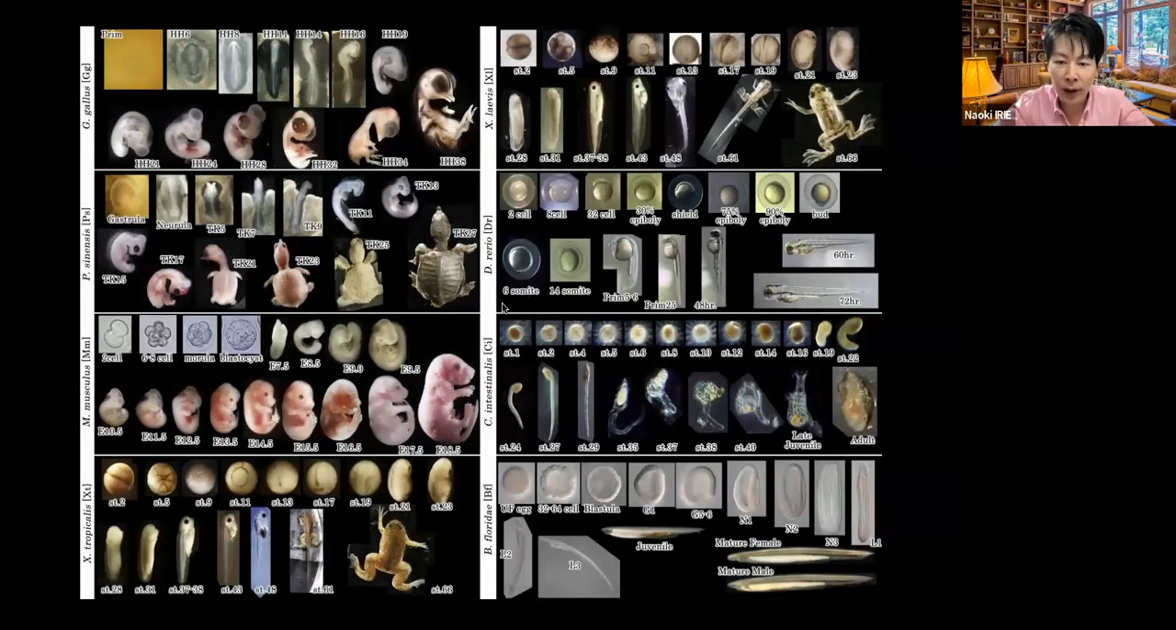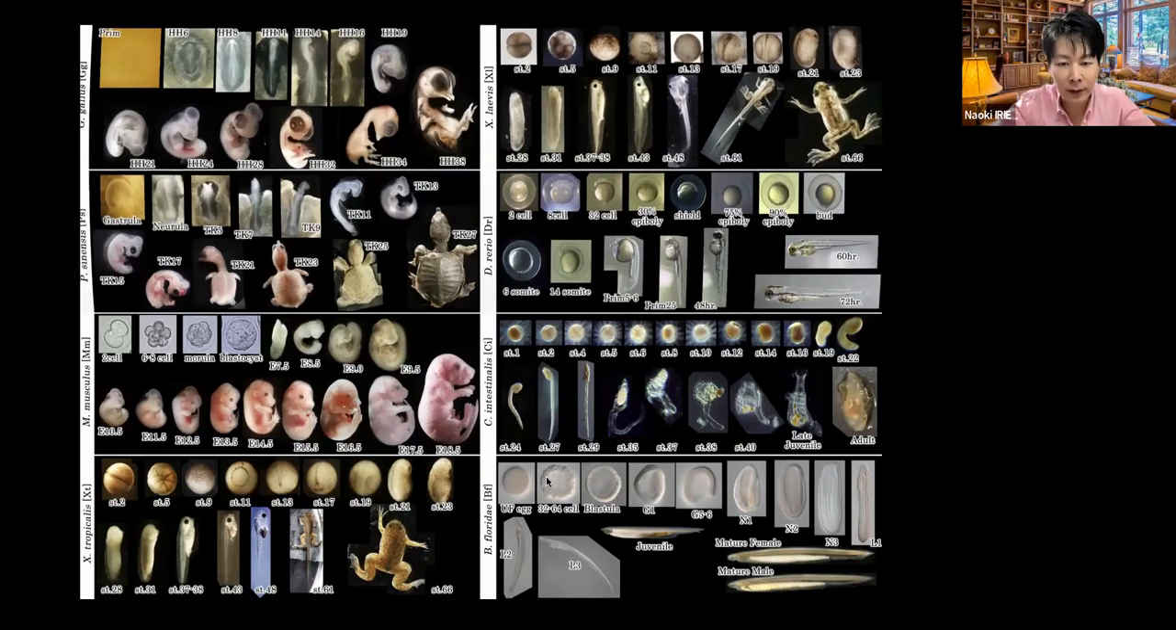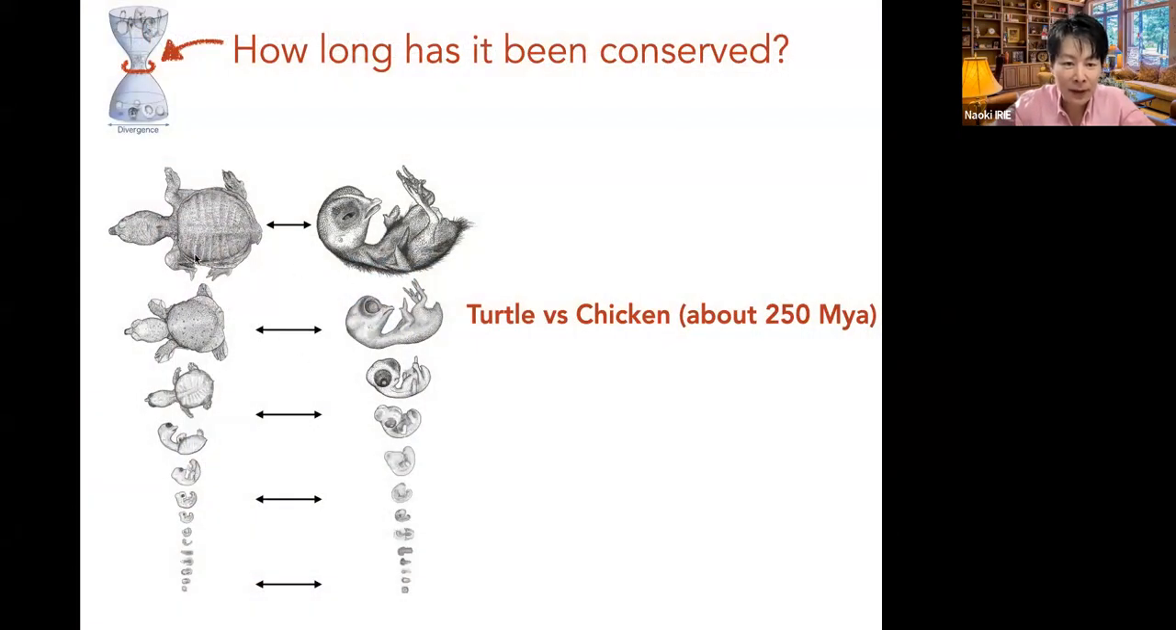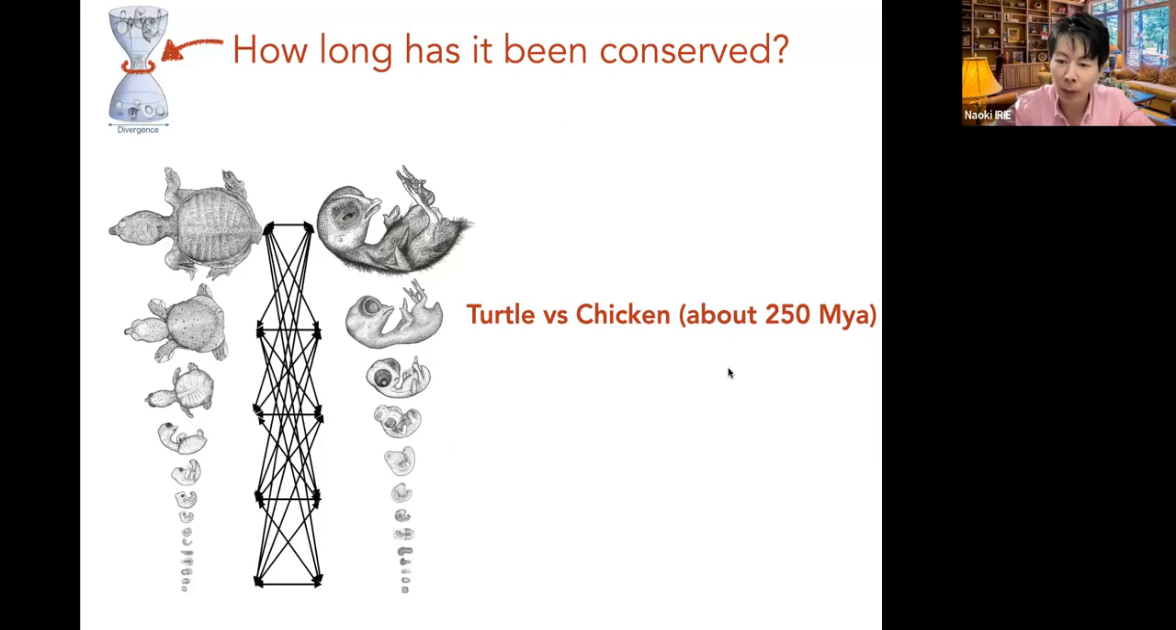We collected 8 chordate species, with more than 10 developmental stages each and, of course, biological replicates. And we could focus on turtle embryogenesis because we have plenty of local farmers in Japan. Yeah, I never tasted it, but it's a traditional food culture in Japan, and thanks to it, I could get access to turtle eggs. Then let me start from the comparison between turtle and chicken embryos, which split more than 250 million years ago.